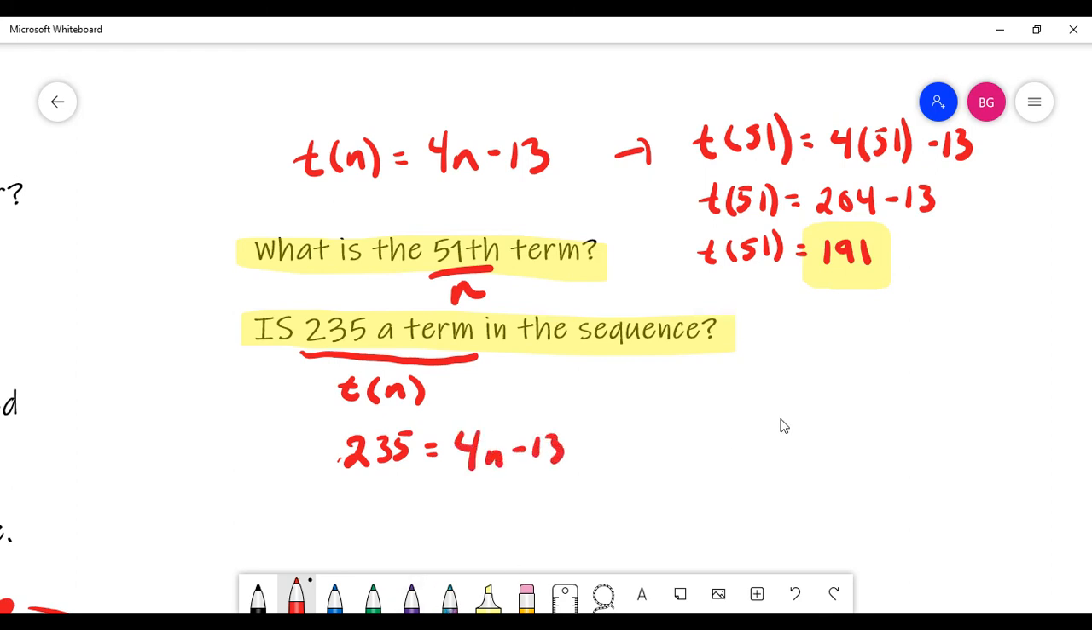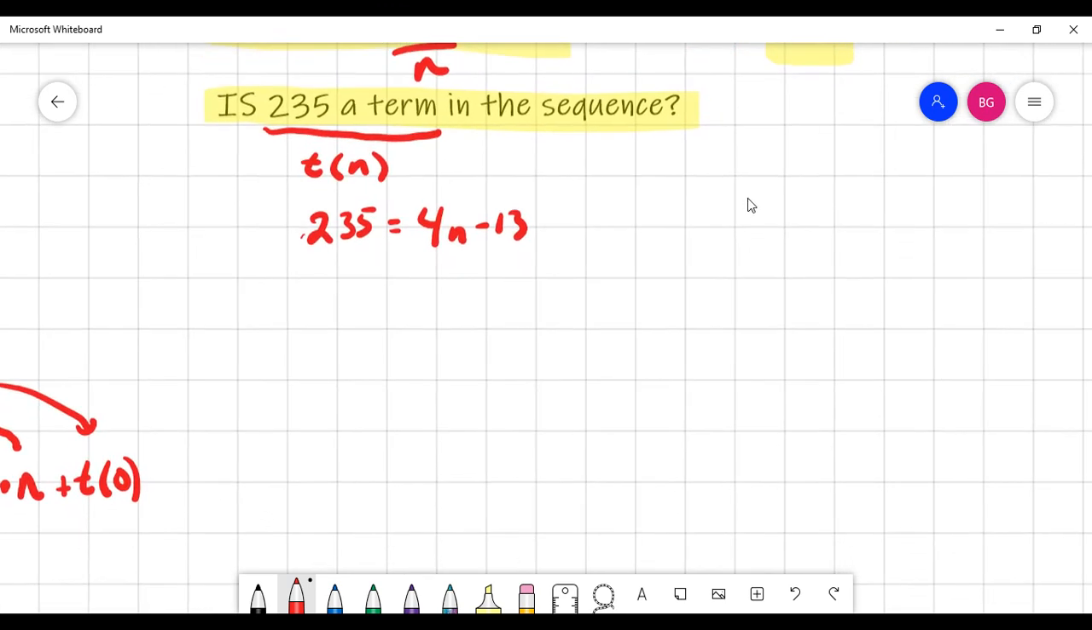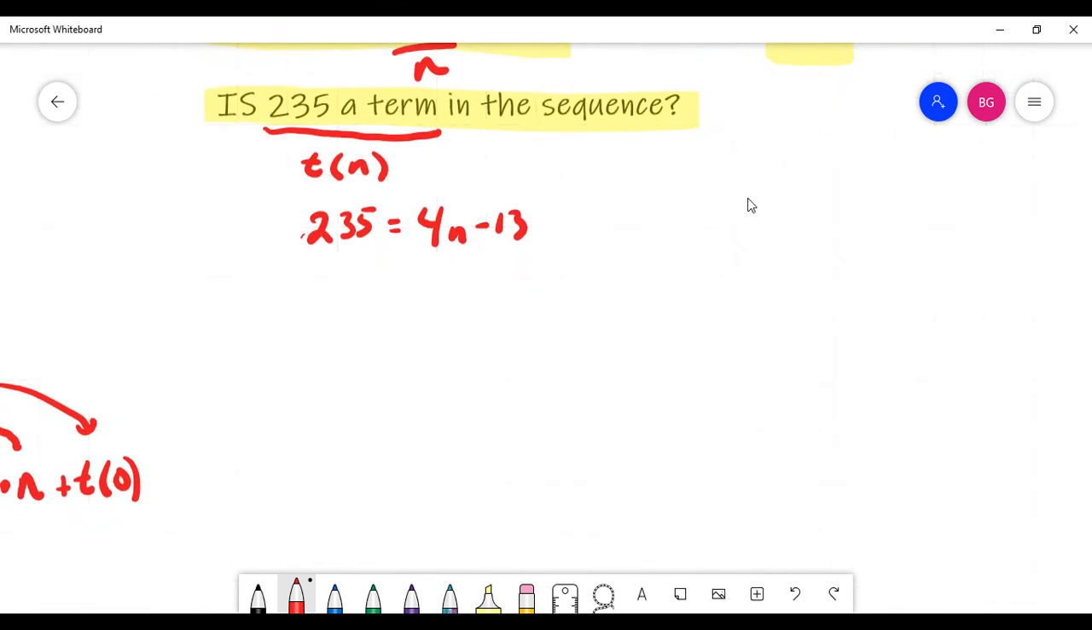And then we just have to solve. And remember, we're hoping n is an integer. I mean a positive integer, so it's got to be 1, 2, 3, 4, 5, 6, 7. It's counting by ones. It cannot have a decimal. We don't want it to be negative either because we can't have a term number be negative. We always start at 1 in our sequence.